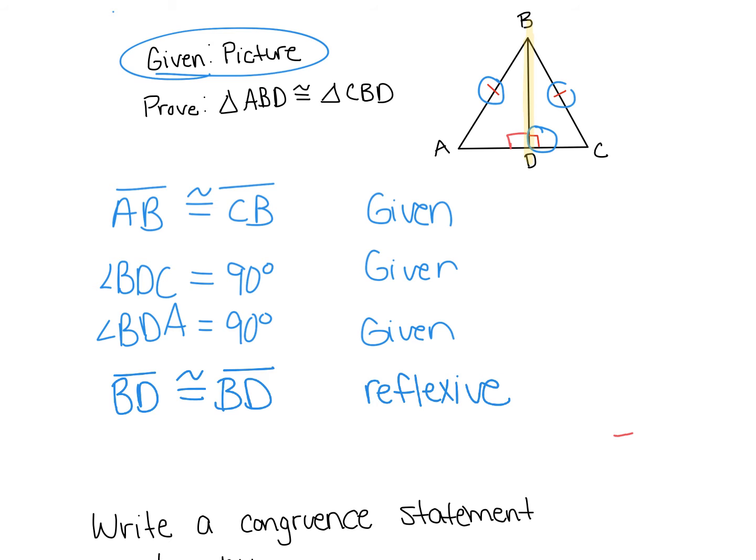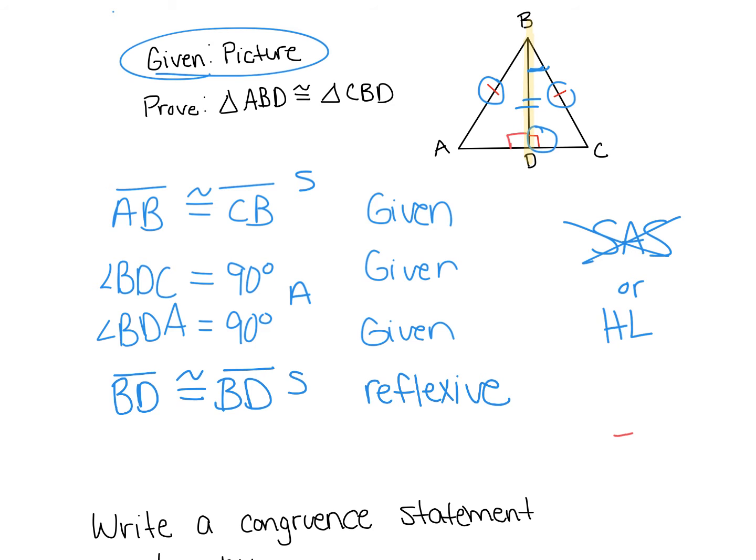Okay. And at this point I have my side, I have another side, and I have an angle. Well, I notice that's an SSA, two sides and an angle, so my choices are either side angle side, or I need to look for HL. So for side angle side, I'm going to see if my angle is in between my two sides. Well, it's not. It would have to be up here if it was.